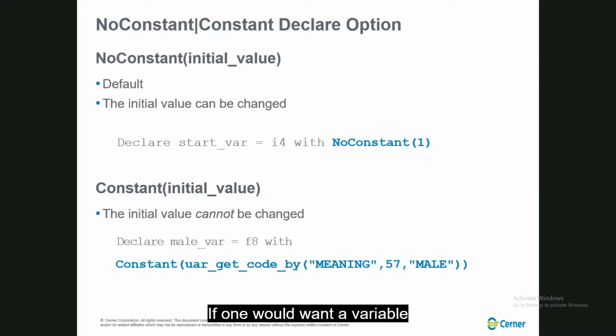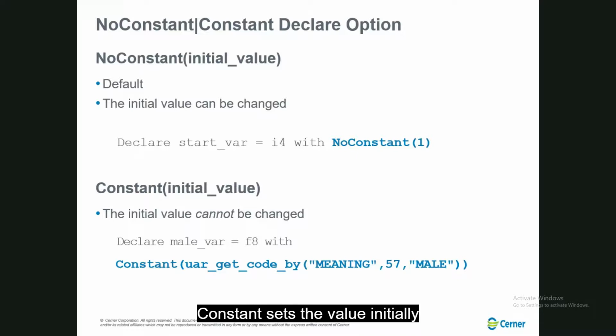If one would want a variable to help them keep track of where to start as they process through batches, one may want to create a variable like startVar. This variable is defined as an I4 with the declare option of no constant, passing in an initial value of 1. After the first batch is done, this variable can be updated to help keep track of where the next batch needs to start.